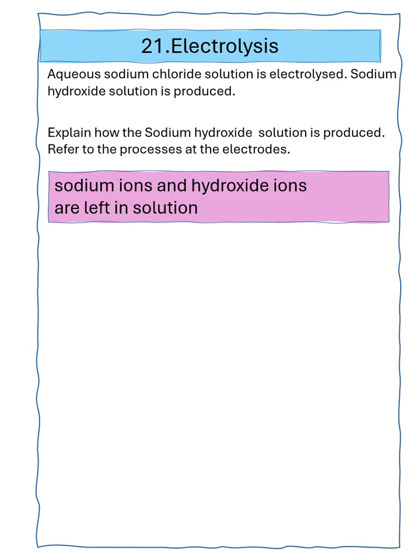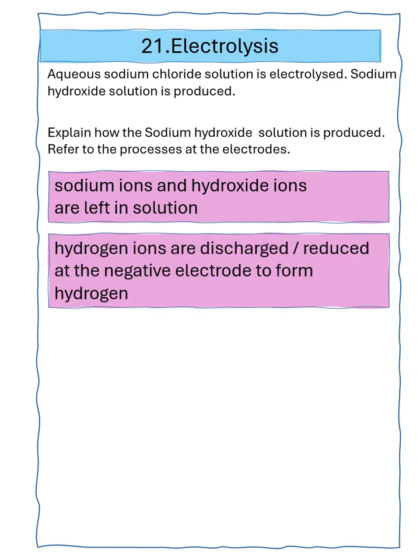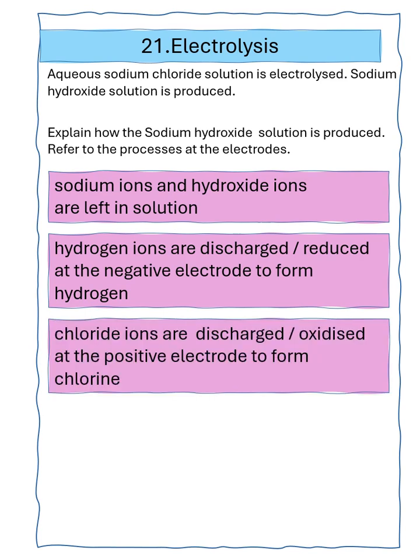in solution. The hydrogen ions are discharged or reduced at the negative electrode to form hydrogen, and the chloride ions are discharged, oxidized, at the positive electrode to form chlorine. So that's explaining where the 4 different ions are either discharged, reduced, or joined and left in solution.